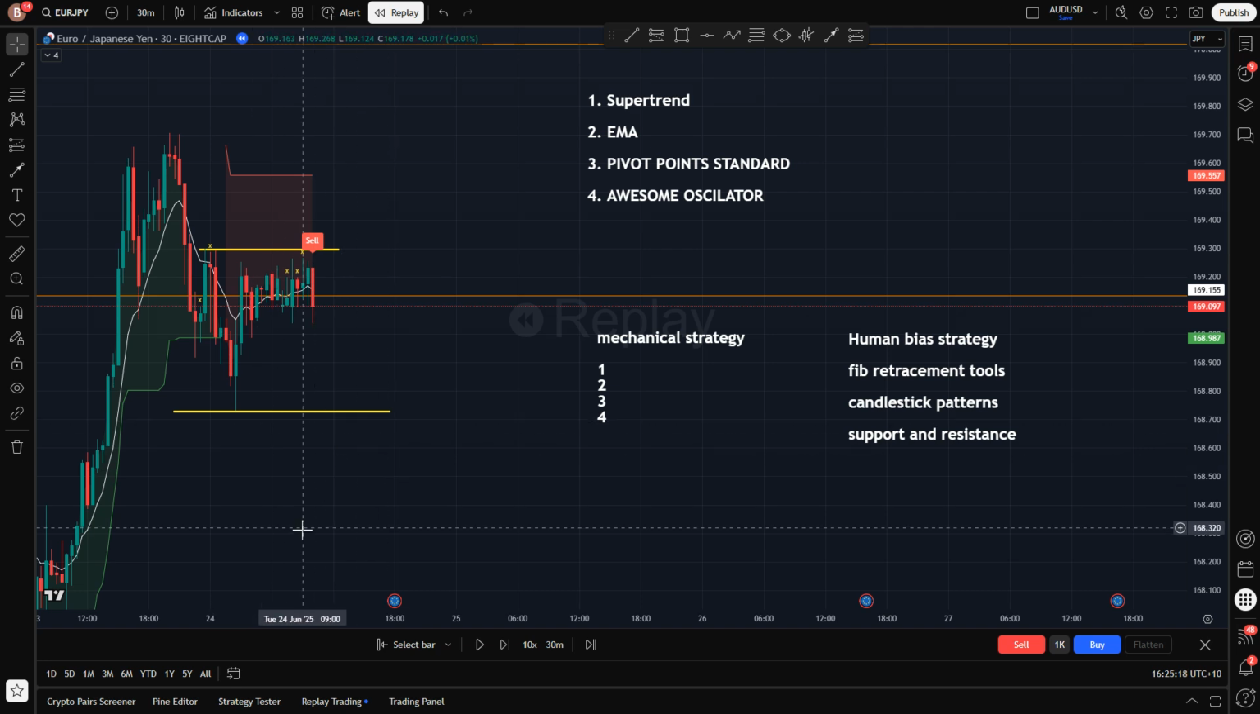It's the same with the Fibonacci retracement tool. It's the same with candlestick patterns. All of these things, there is no universal way to draw or measure any of them out. So when you go and backtest, you cannot get an accurate representation.